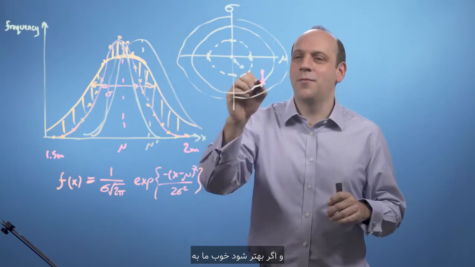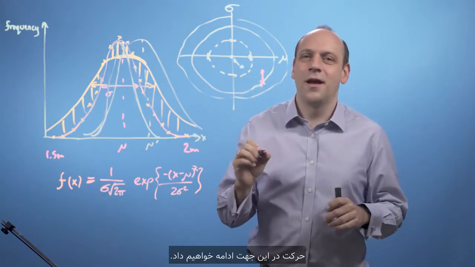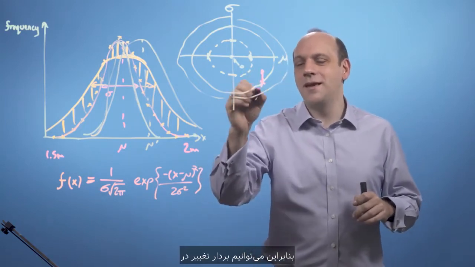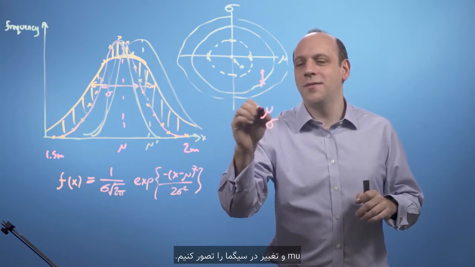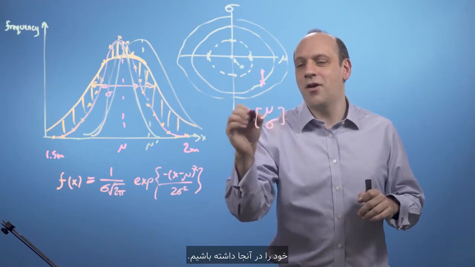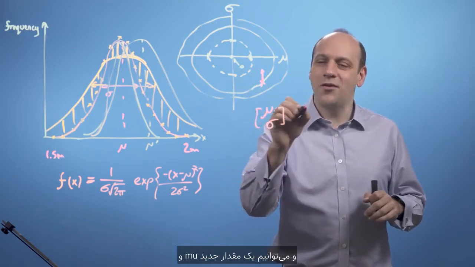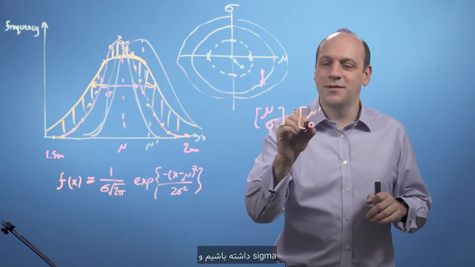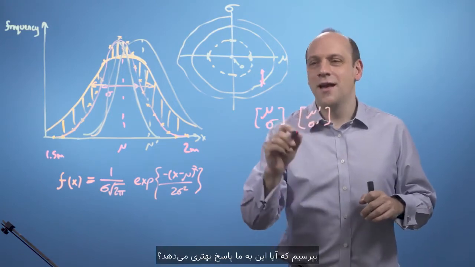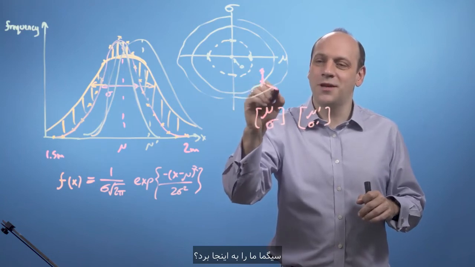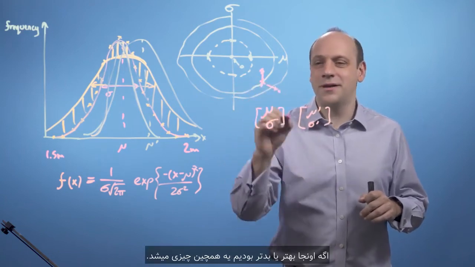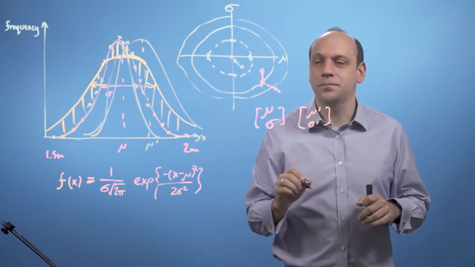And if it gets better, well, we'll keep moving in that direction. So we could imagine making a vector of a change in mu and a change in sigma. And we could have our original mu and sigma there, and we could have a new value mu prime, sigma prime, and ask if that gives us a better answer, if it's better there, or if mu prime, sigma prime took us over here, if we were better or worse there, something like that.